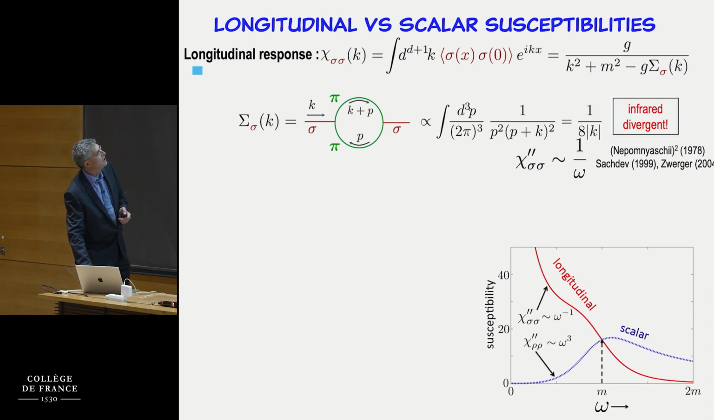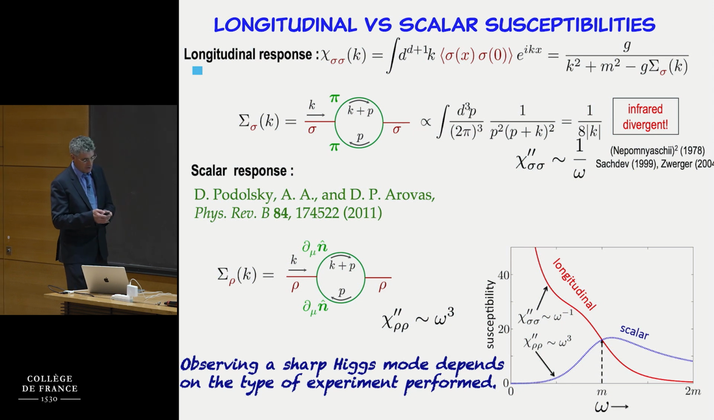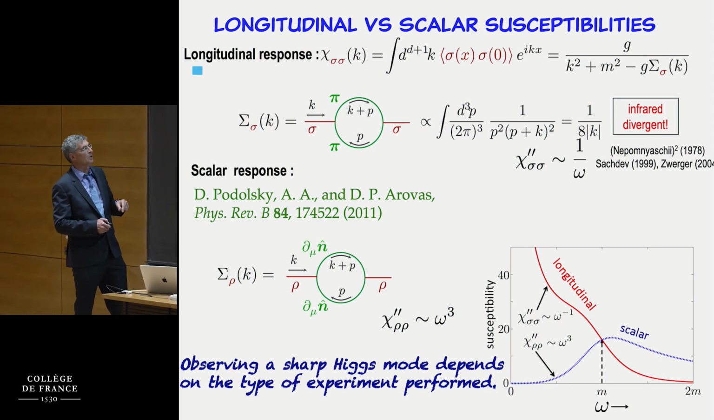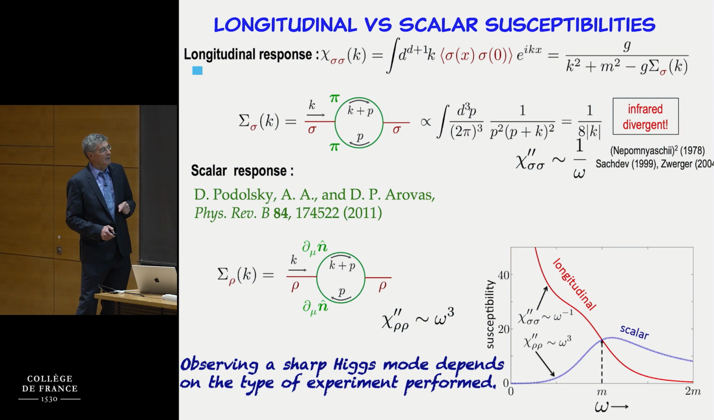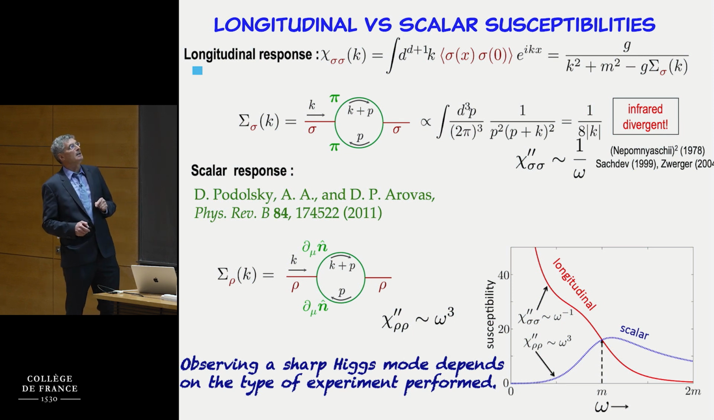Now, if you do the calculation for a different correlation function, which is a scalar correlation function, you get a very nice peak. Now, the scalar correlation function is using the other approach, where you take rho coupled to the gradient of n. So you get 4 powers of k higher than 1 over omega. It will give you omega cubed, and it will decay as omega cubed, and the peak will be visible. So this calculation is done in the perturbative regime of small g. So you're far from the quantum critical point.